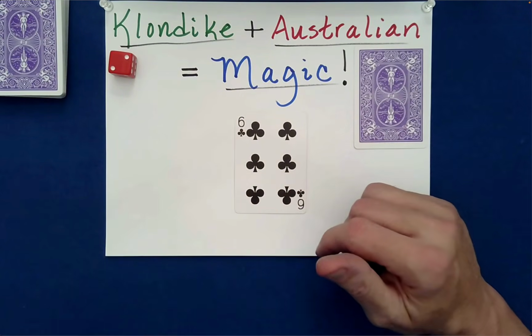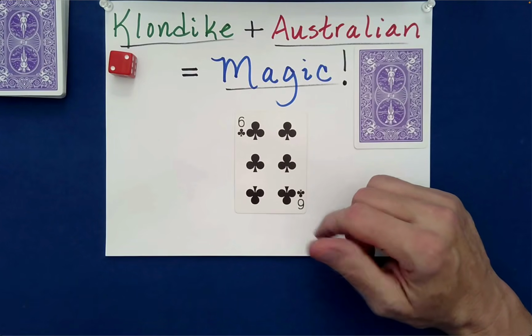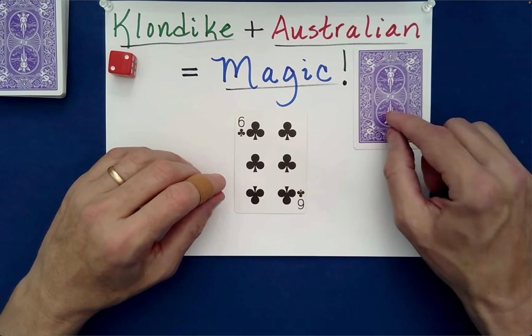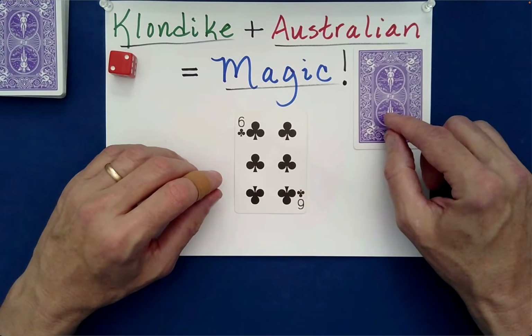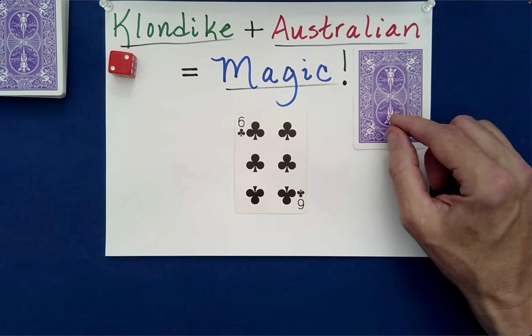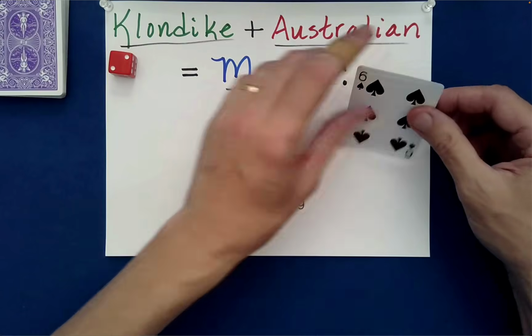6 of clubs. Does that have any meaning to you? I don't... Oh, wait a second. We have a prediction card, right? Remember that? I chose a prediction card. I chose a card that just kind of jumped out. When I looked through the deck, it's like, oh, pick me, pick me. So what did we get here? What was the prediction card?